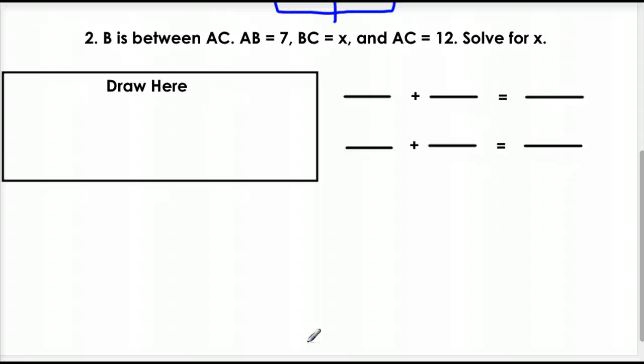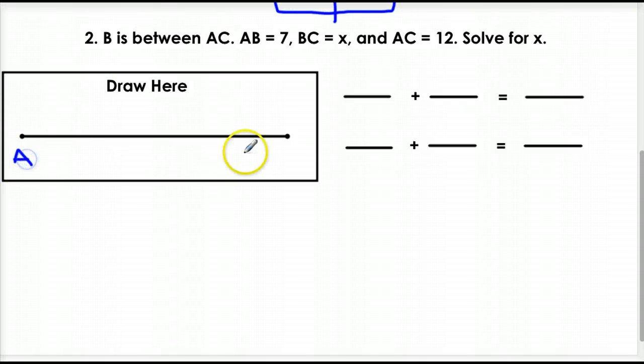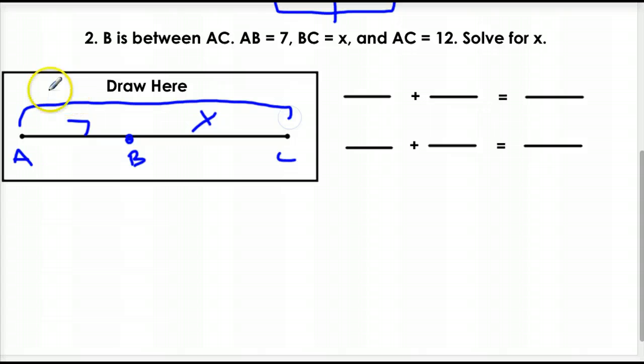Number 2, B is between A and C. Once again, let's just start by drawing some stuff. You should be doing this on your ruler. We got AC and we got B. We should be pros at this. AB is 7, BC is X. And AC, the whole thing, let's use those brackets, is equal to 12.